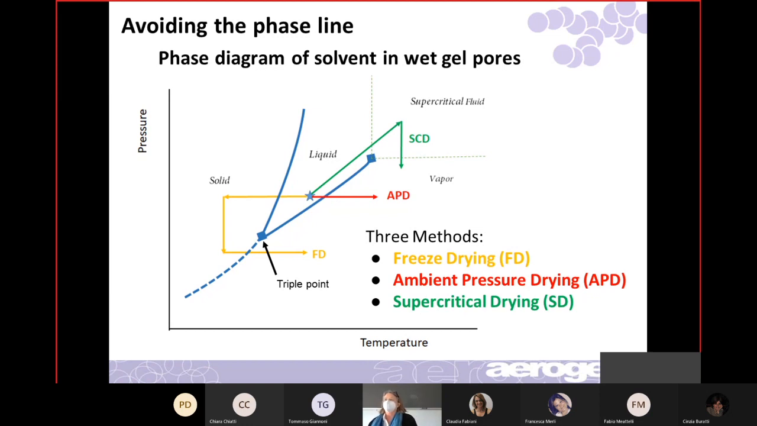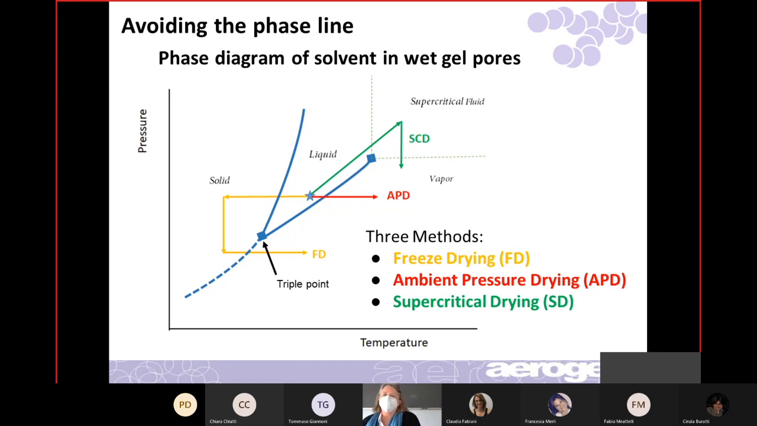If you can do that and then lower the pressure, you avoid crossing that line. You can make an aerogel. So there are advantages and disadvantages to each of these methods depending on what kind of aerogel you want to make. And so what I'm going to do is take you through, I think we'll take a break just after 11 because we started late. So we'll go to 11 and take a break and then we'll start.